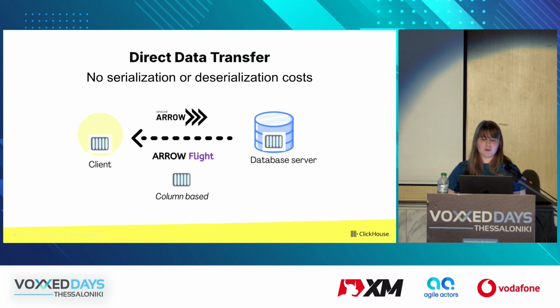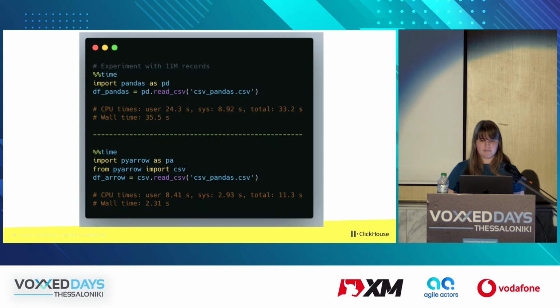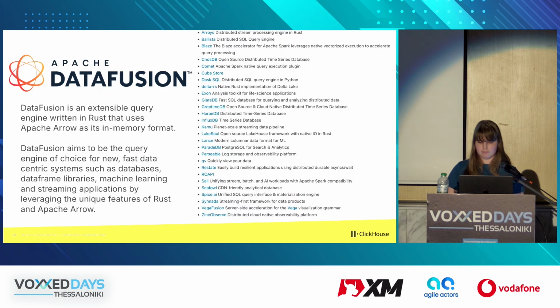Basically, there are no more serialization or deserialization costs, so it's significantly faster. For example, this is using Pandas with a CSV file, and this is one taking advantage of Arrow, which is the Python version of Arrow. With this, you can see it is significantly faster. It's also taking less time on the CPU. In general, it's much faster to read this file because you're taking advantage of Arrow.